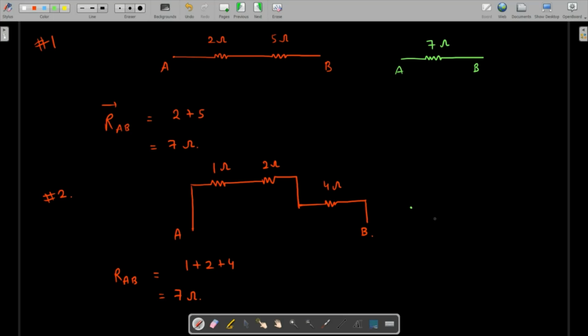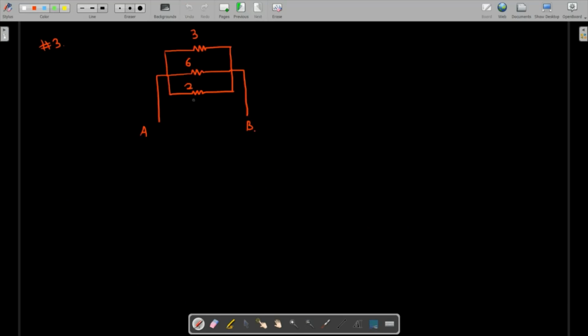Likewise, in example 2 as well, between A and B, we can replace all the three resistances by just one resistance of the value 7 ohm once again. Now in this case, between A and B, we notice that all the three resistors are in parallel. So 1 over R equivalent is going to be 1 over 3 plus 1 over 6 plus 1 over 2.